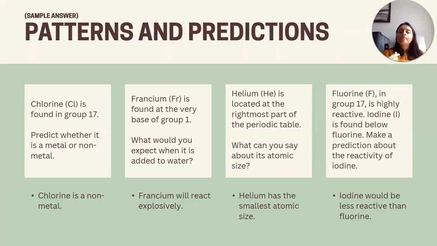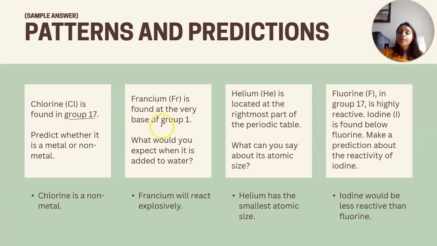Going to practice certain questions like this one. Chlorine is found in group 17. Predict whether it is a metal or non-metal. So it is present in group 17, which is at the extreme right of the periodic table. That means that chlorine is a non-metal.